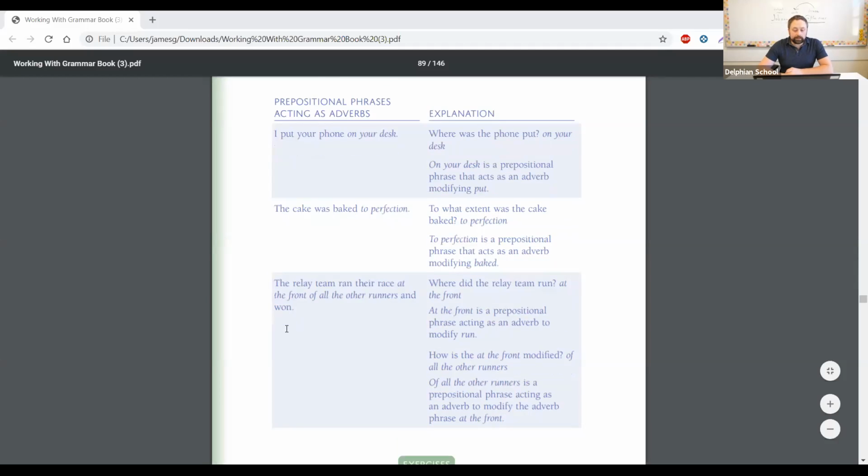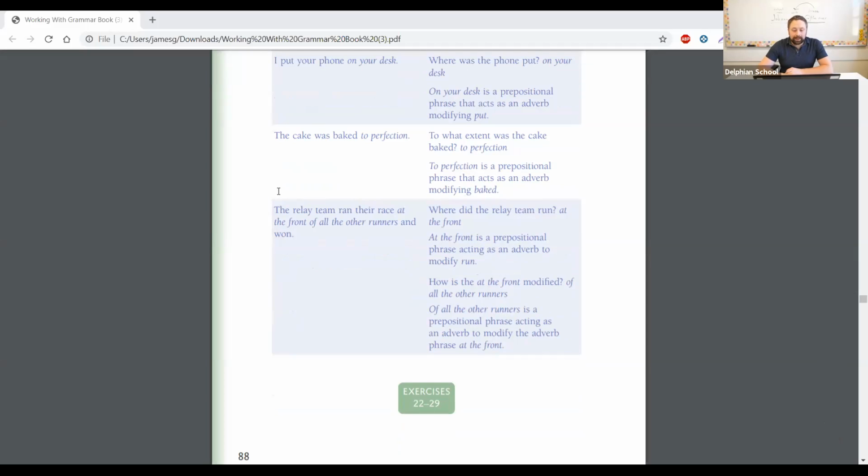The relay team ran their race at the front of all the other runners and won. That one was a long one. Where did the relay team run? At the front. At the front is a prepositional phrase acting as an adverb to modify run. How is at the front modified? Of all the other runners. Of all the other runners is a prepositional phrase acting as an adverb to modify the adverb phrase at the front.